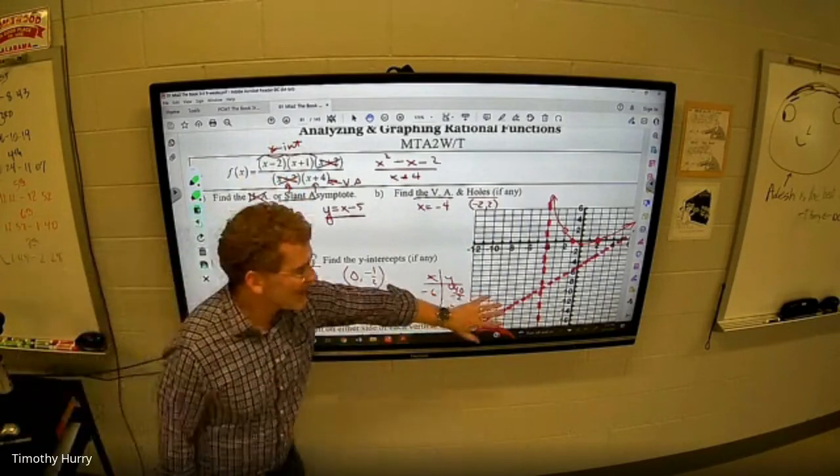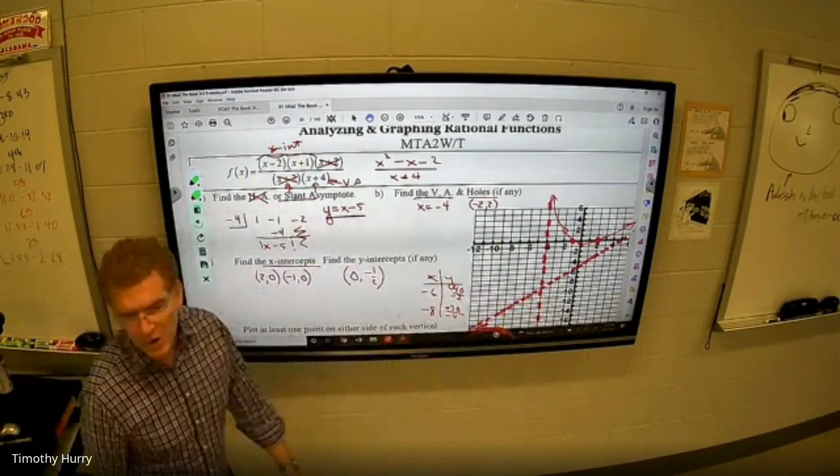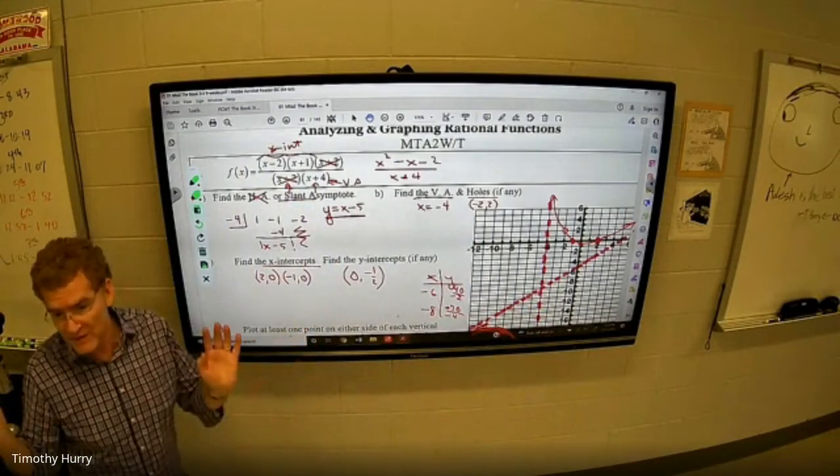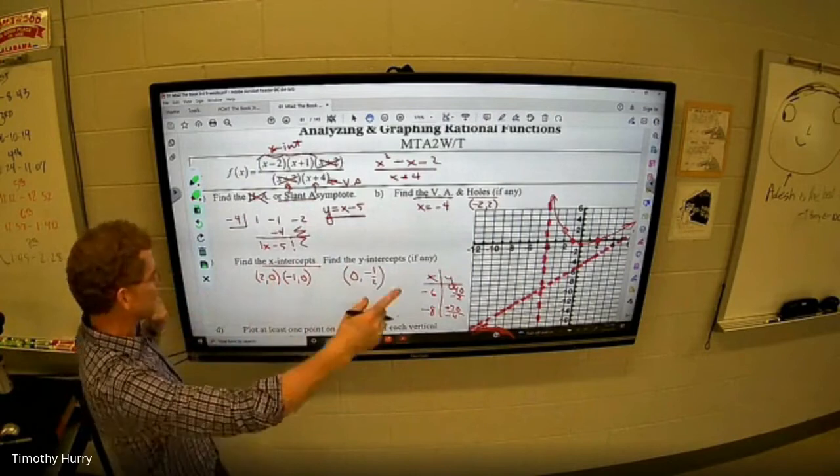So don't forget this half. It's so forgotten all the time. Just because somebody didn't have an x-intercept or a hole there, they think, oh, there's nothing there. No, there's always something going both directions.